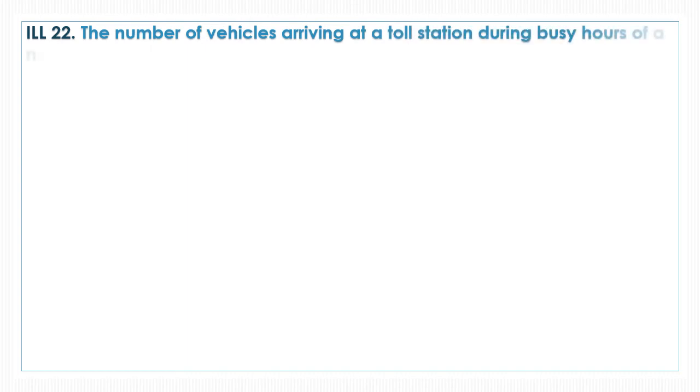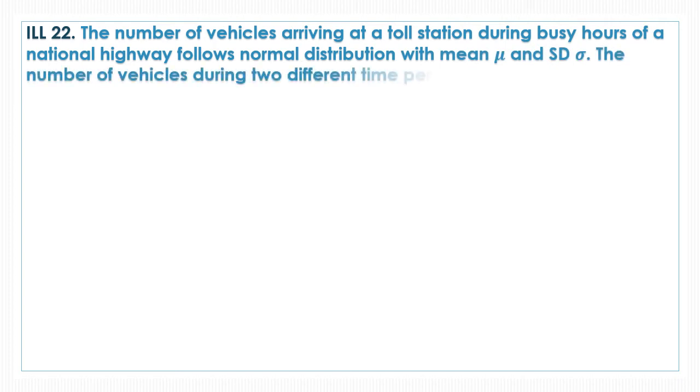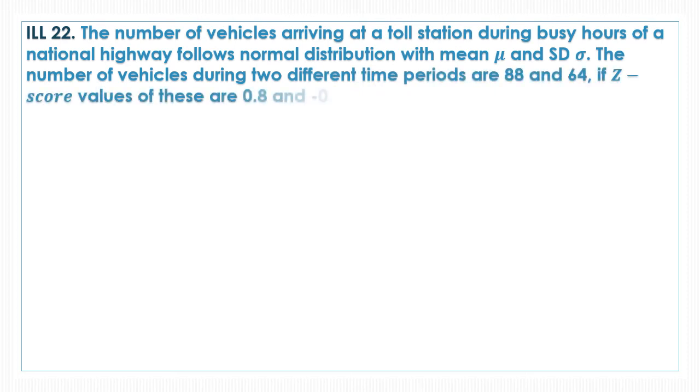Last illustration of the tutorial and the chapter, illustration 22. The number of vehicles arriving at a toll station during busy hours of a national highway follows normal distribution with mean mu and SD sigma. Oh dear, you don't have these values. The number of vehicles during two different time periods are 88 and 64, and if the z-score values of these are 0.8 and negative 0.4 respectively, then find mean and SD.